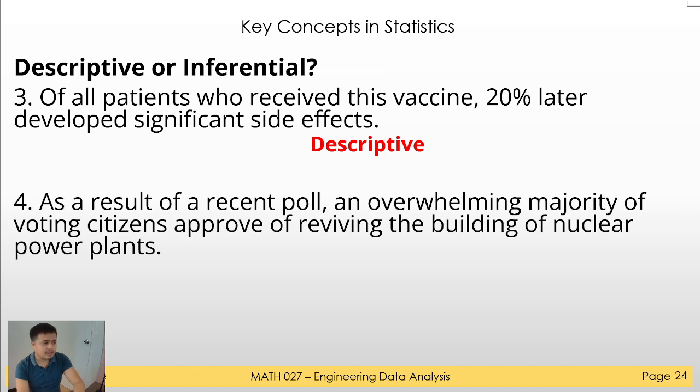Okay, another one. As a result of a recent poll, an overwhelming majority of voting citizens approve of reviving the building of nuclear power plants. So therefore, descriptive. Okay, so they are just describing. This number 4 is not creating an inference or a conclusion or a prediction, so therefore this is descriptive.